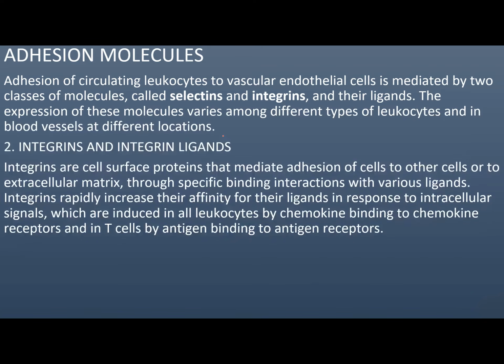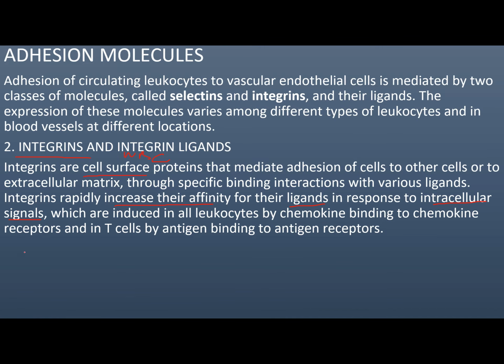Now let's go to the second one. The second one, class, is the integrins. The thing you need to remember about integrins is that they are found on the cell surface, meaning the surface of your WBC. They mediate the adhesion of cells to other cells or to the extracellular matrix through specific binding interaction with various ligands. They increase their affinity for their ligands in response to intracellular signals, which are induced in all leukocytes by chemokine binding to chemokine receptors, and in T cells by antigen binding to antigen receptor.